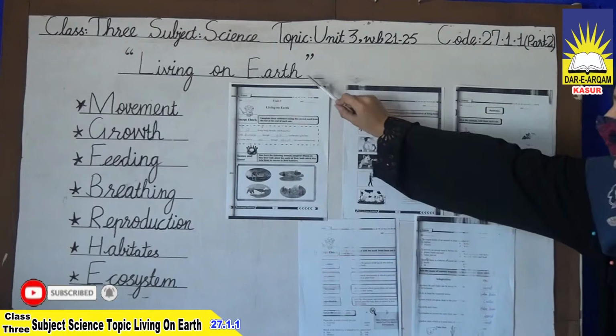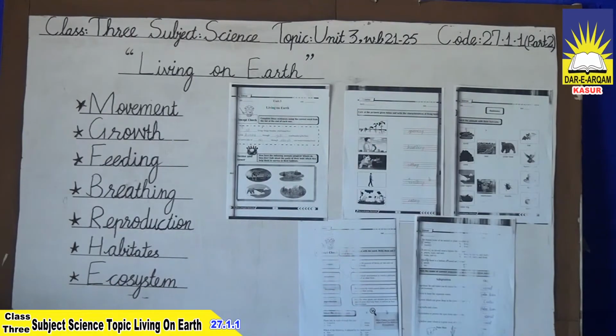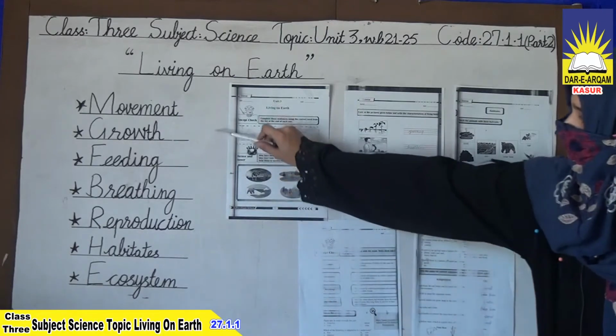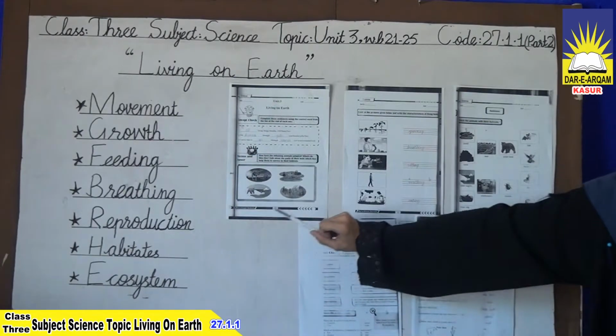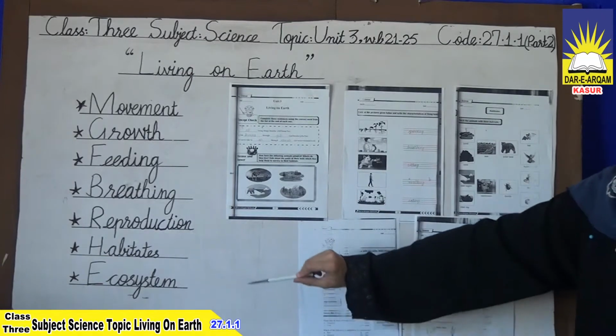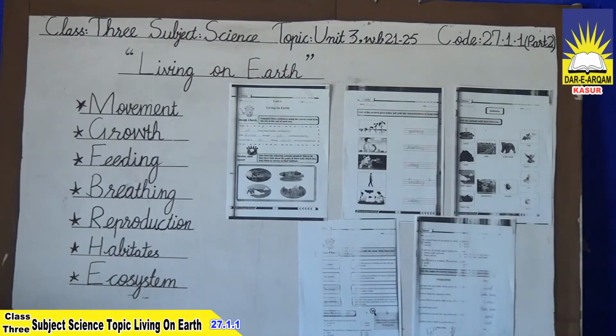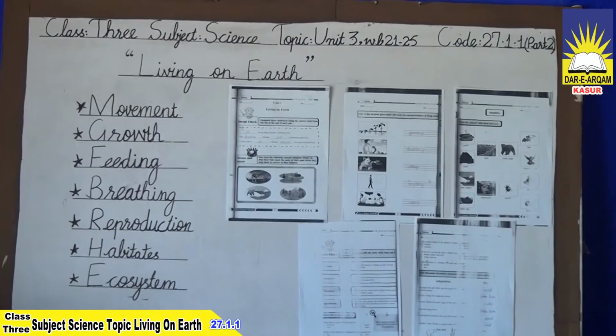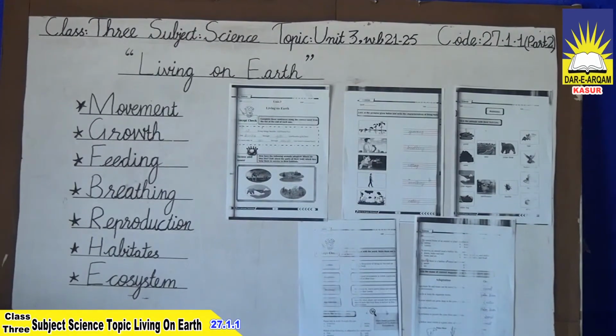So, living on earth. Many animals and plants live on earth and they need food, water, air and sunlight for survival on the earth. So we will discuss all these points which are related to living things: movement, growth, feeding, breathing, reproduction, habitats and ecosystem.